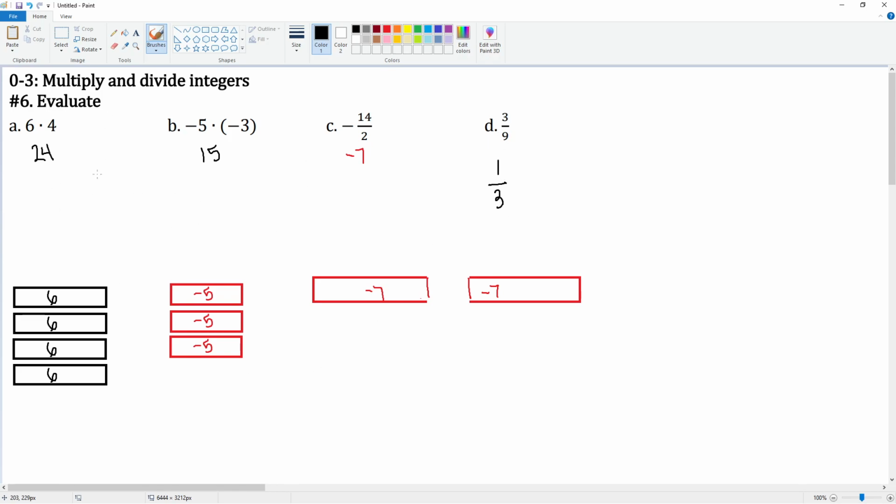A and B helped us with multiplying, and C and D was when we divided.